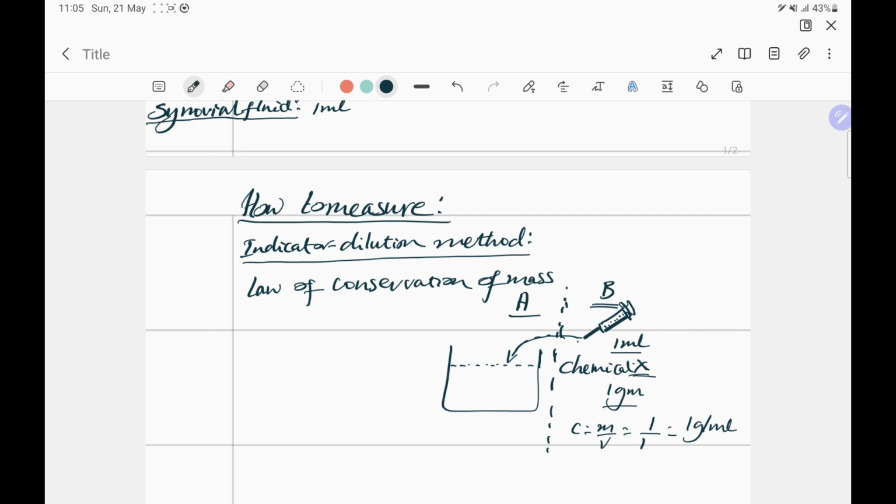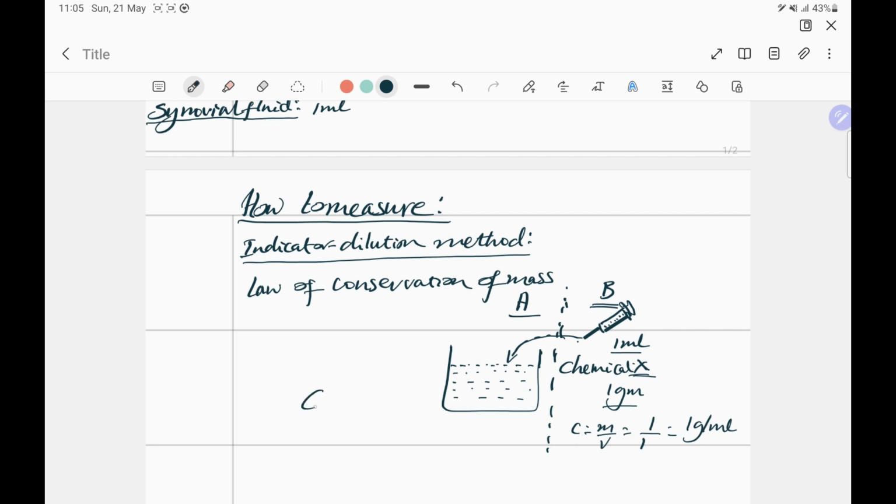Now, you could see that there is a lot of fluid in the bucket compared to that little syringe. So what's going to happen now? The chemical X is going to get even more diluted. So there's going to be a much lesser concentration of chemical X in compartment A than we had in compartment B. So there is a difference in the concentration over here.